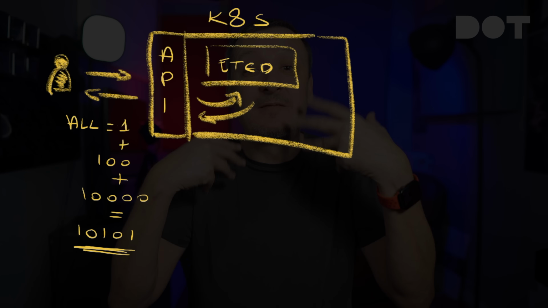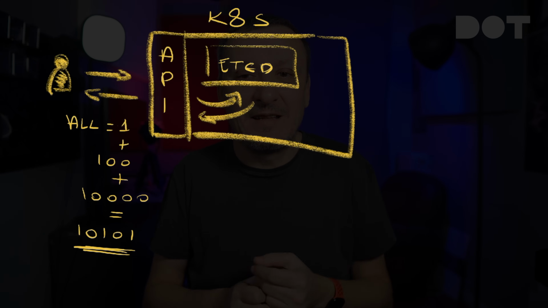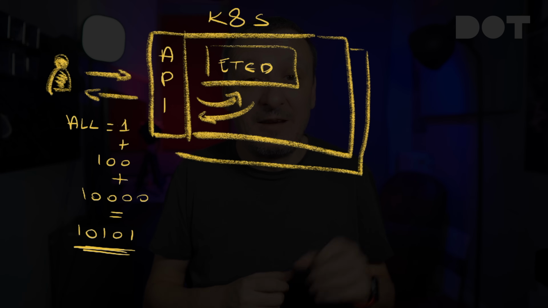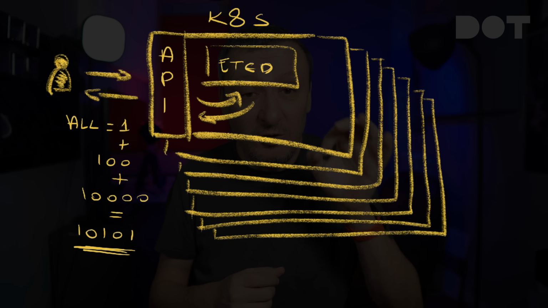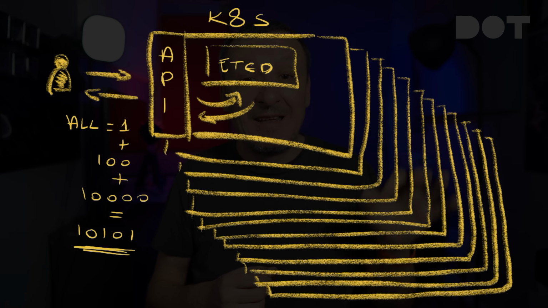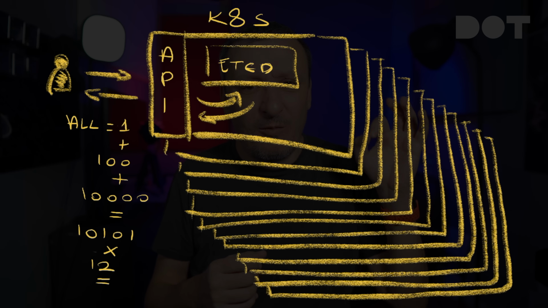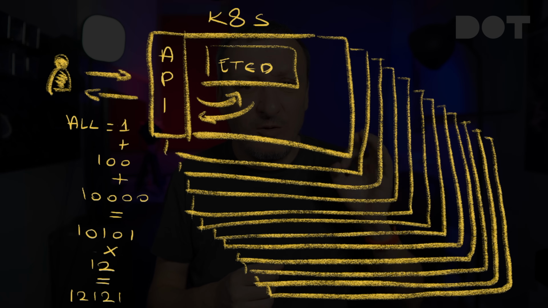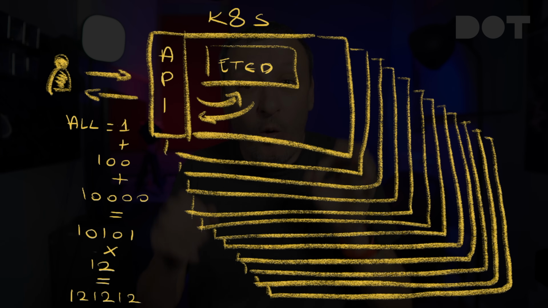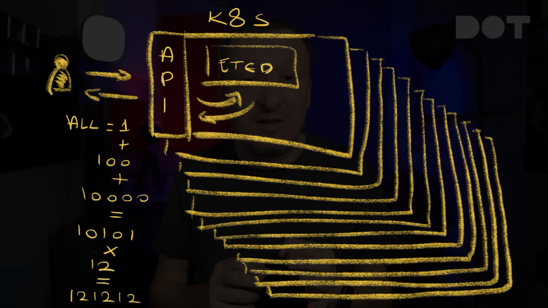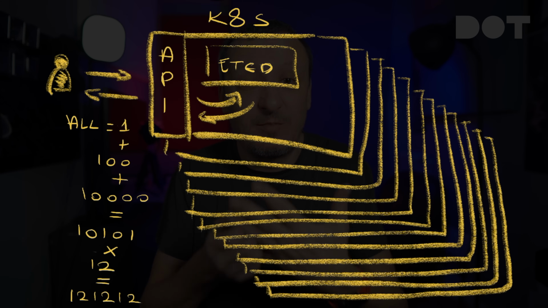Now, to make things even more complicated, let's say that we have 12 clusters. If that search would be performed across all those clusters, that would be 10,101 requests multiplied by 12, resulting in 121,212 requests, only to get raw information that still needs to be processed by the dashboard. Such operations would be very, very slow at best.